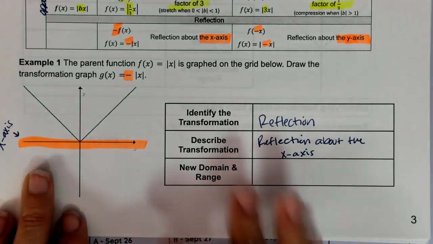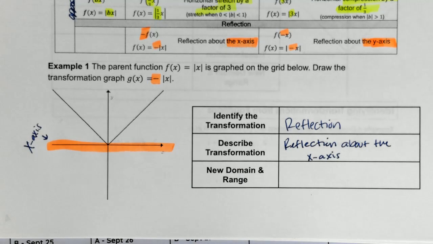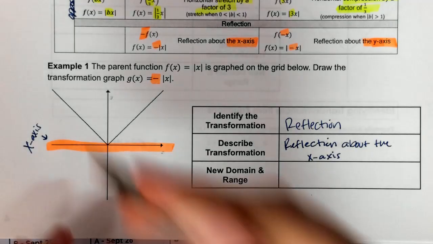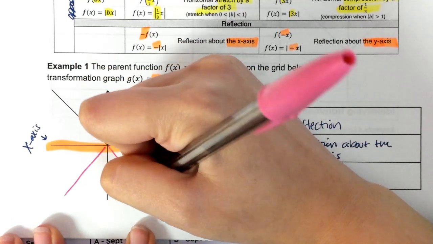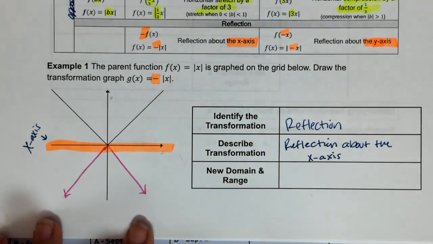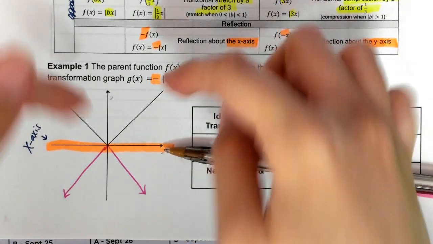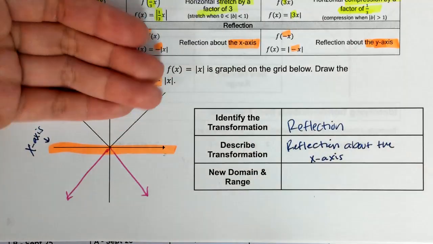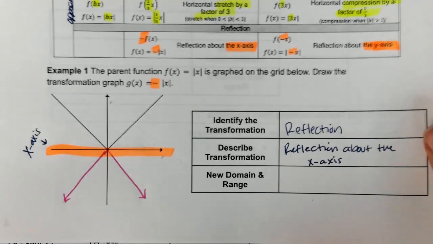So what it means to reflect about this x-axis is that we're going to have the same shape. It doesn't have to be perfect. We're just doing general shapes like this. So kind of imagining if there's a mirror on the x-axis, what I see here, I will see down here. So it kind of just flips it. So that's example 1.